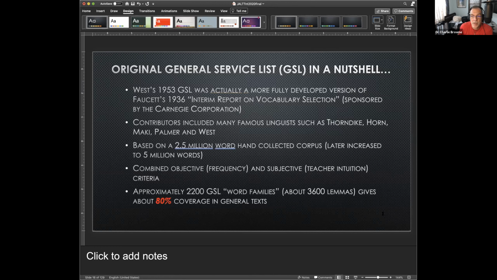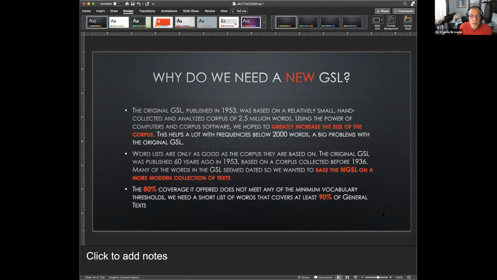I did all of my graduate work under Paul Nation, a very famous vocabulary researcher in New Zealand, and he introduced me to this list. So I was using it in the classroom for years, but as I used it more and more, I realized that there were some problems with the list, and that's what led me to want to improve it. So the New General Service List, which I'll introduce in a minute: there were a couple of problems with the old list, and we wanted to address them.